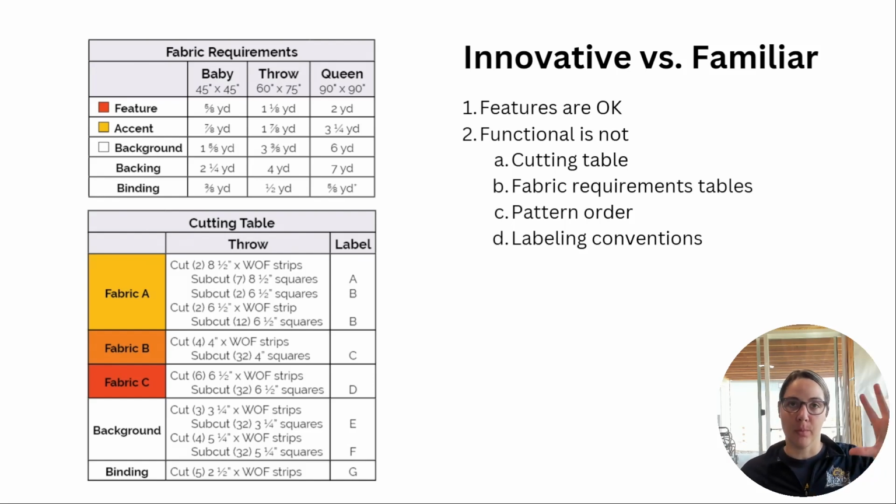Other things like the pattern organization, the order in which you assemble things, labeling conventions, right? You're not going to use symbols or something like that for many of your piece labels and quilt patterns. You're never going to see that. And there's a very good reason for it, right? These are things that are functional.